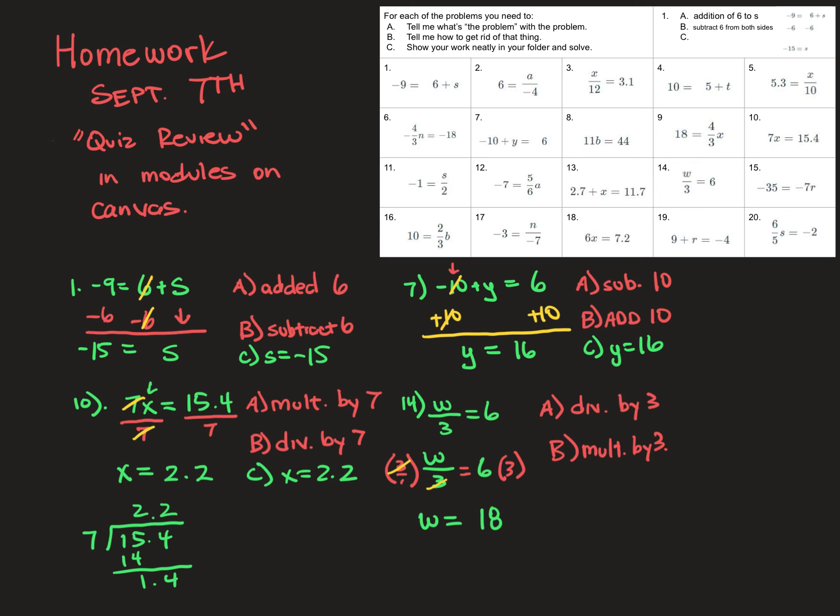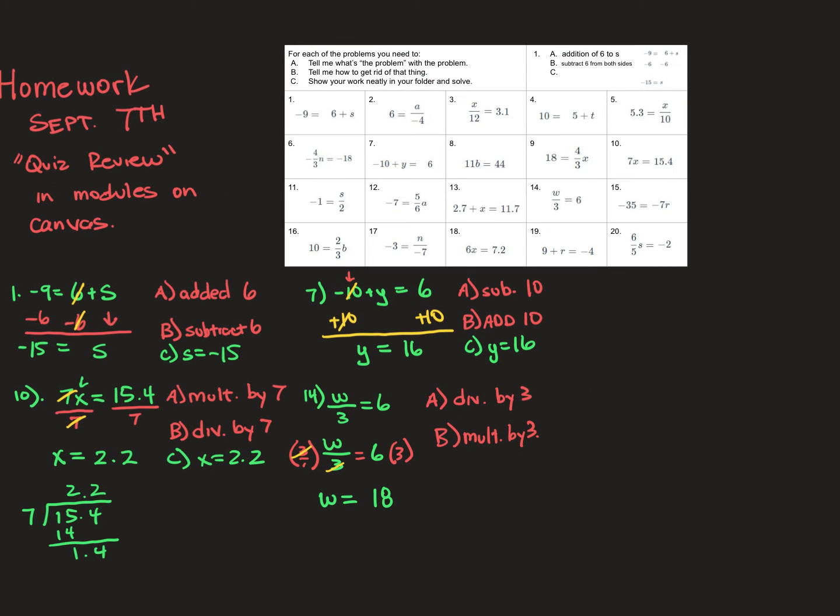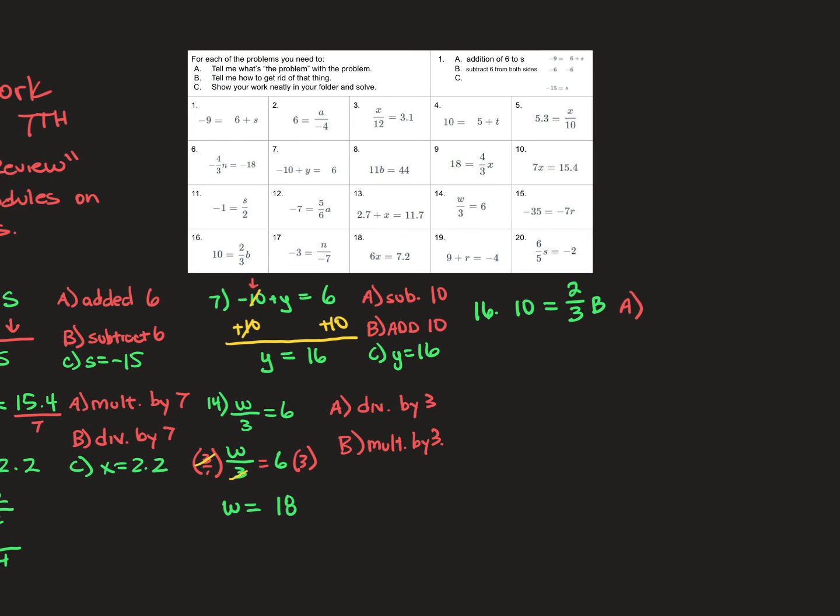And finally, I can do one more. Let's do number 16. 10 equals 2/3 b. The problem is they multiplied our variable by a fraction. So the problem is they multiplied by 2/3. To get rid of a fraction, we should know this at this point, we need to multiply by the reciprocal. Multiply by 3/2, by the fraction upside down.